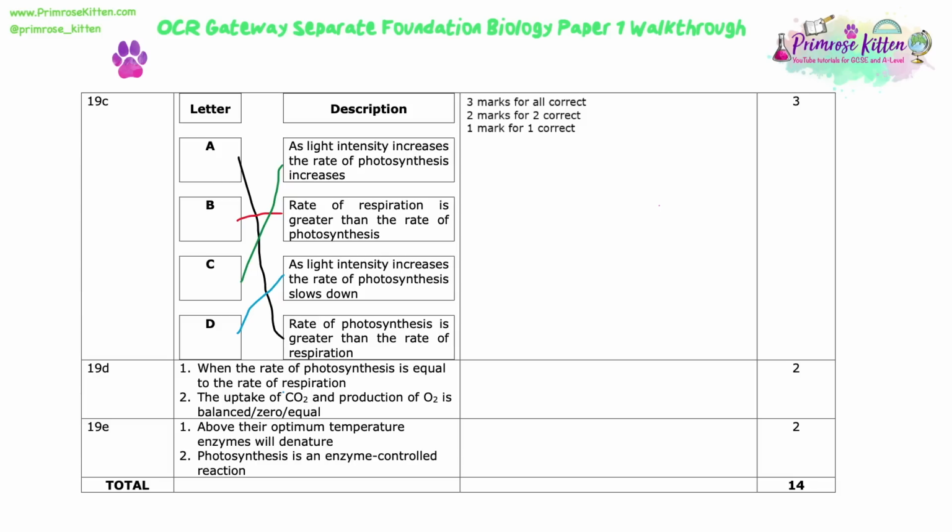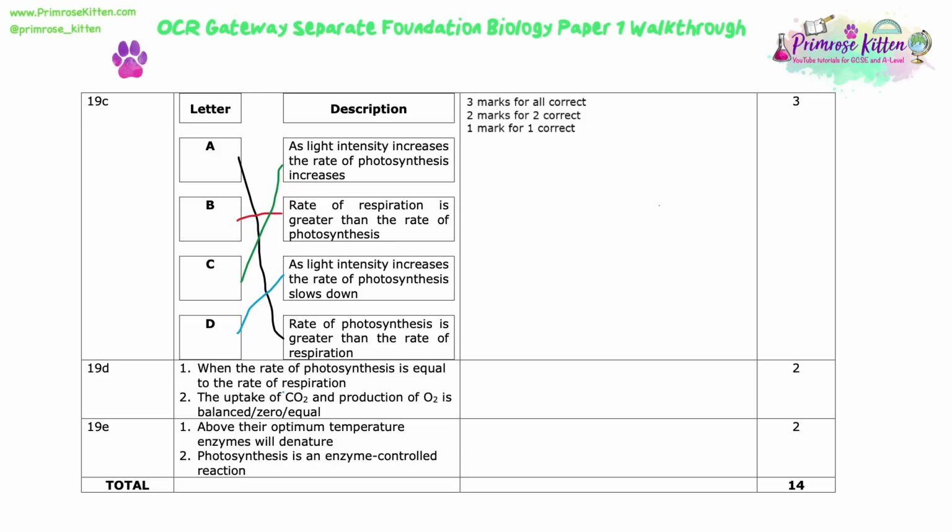Okay, so part D, as we said, defining and describing the compensation point. It's when the rate of photosynthesis is equal to the rate of respiration, and the uptake of carbon dioxide or production of oxygen is balanced, zero, equal.